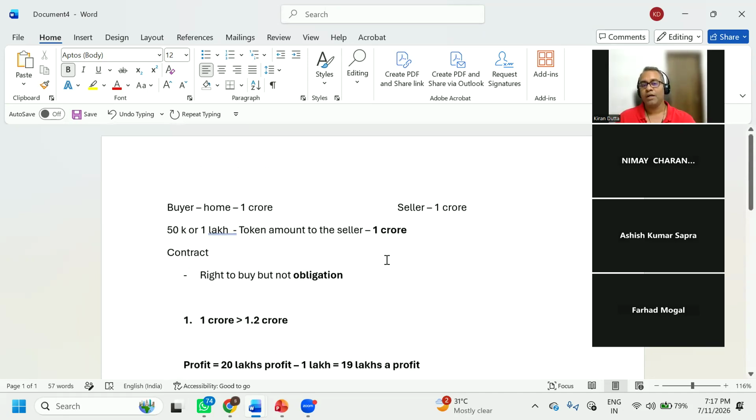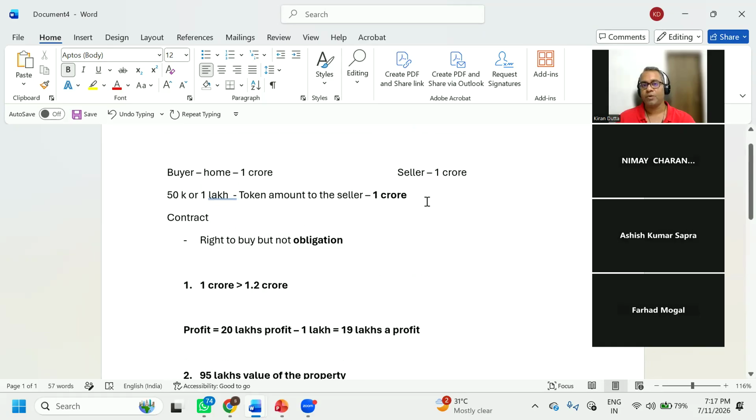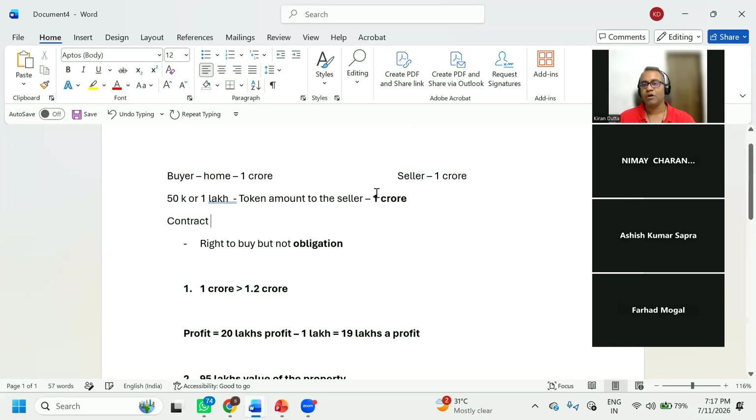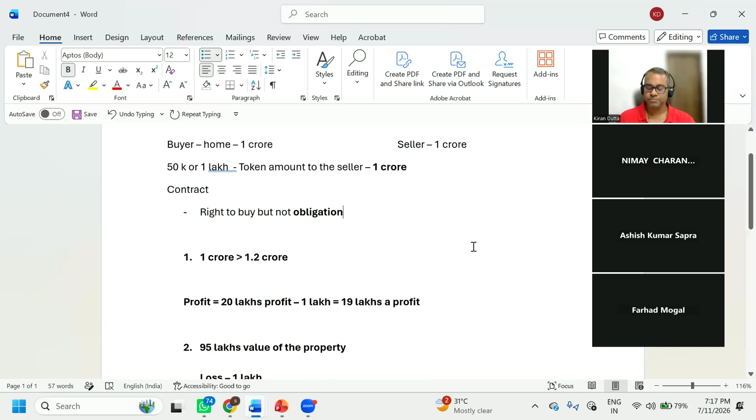You can't buy it at 95 lakhs. You have to buy it at 1 crore only, because this is the price you have locked into the contract. At the time of paying the token amount, I had assured that I would pay 1 crore. So that amount stays, and hence I am not getting into the contract just because it has come down. So I would be in a loss of 5 lakhs overall. No, but in this case, because I have paid the token, a loss of 1 lakh only. Correct.